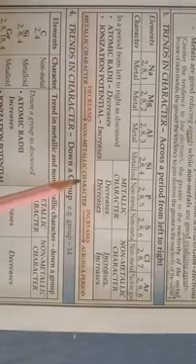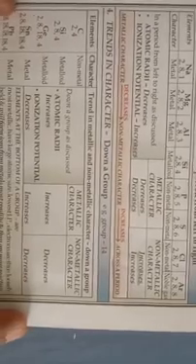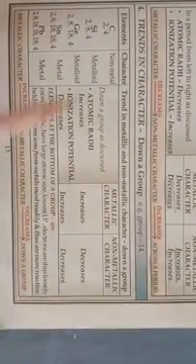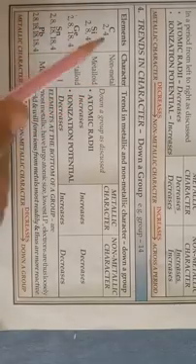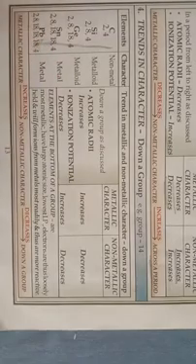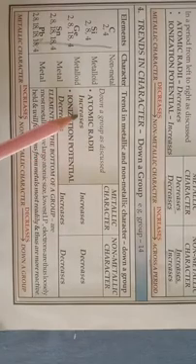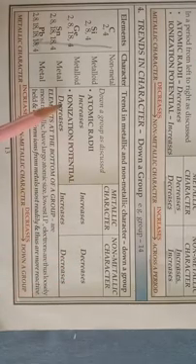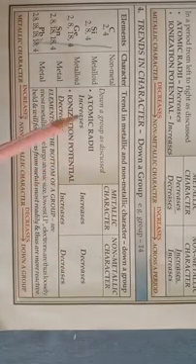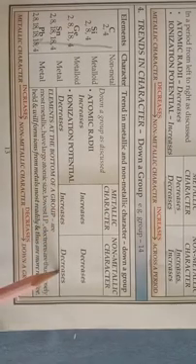Okay children, this is the trend in a period: metallic to non-metallic character increases across a period. Then in the group from up to down, non-metal to metal means up to down in the group, metallic character increases. Okay children, why? Because atomic radii increases up to down in the group, so metallic character increases whereas non-metallic character decreases, and ionization potential decreases due to increase in radii, so metallic character increases and non-metallic character decreases.